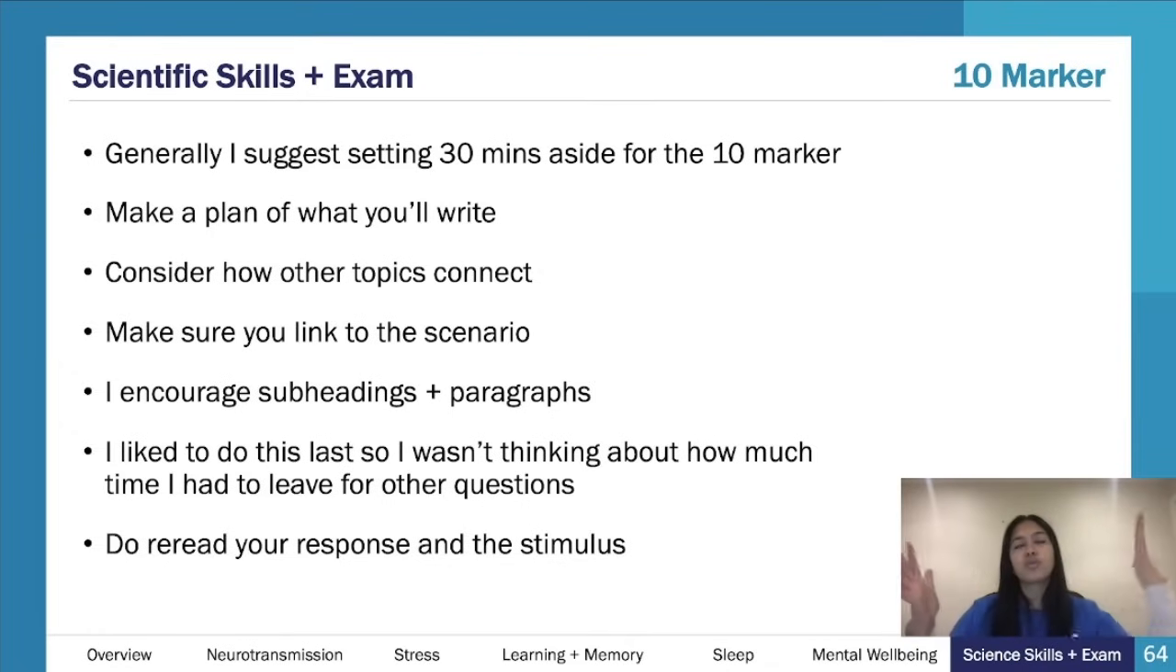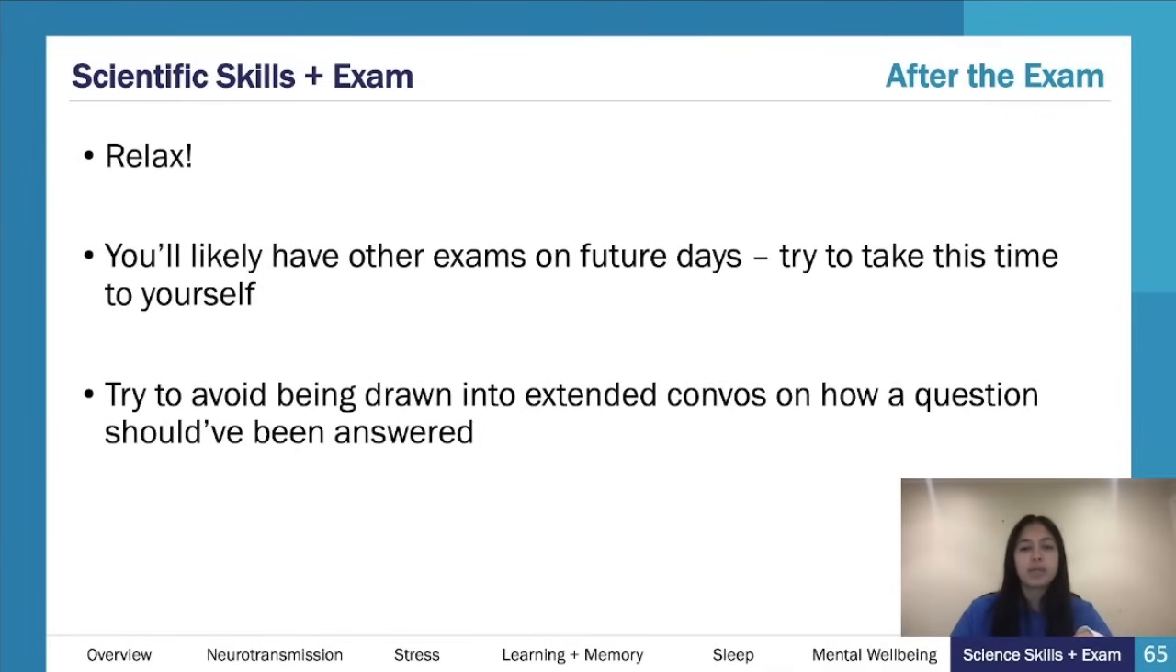Because if you just write your 10 marker in one big block and just throw in any things you think are relevant, it's so hard to read. Maybe your points are really good, but the examiner will literally get a headache trying to read through this humongous block of writing that has no order, no structure. So really work on your structure. It's basically like writing a mini essay. So write things so they have a flow. Yes, that'll probably be my biggest tip.